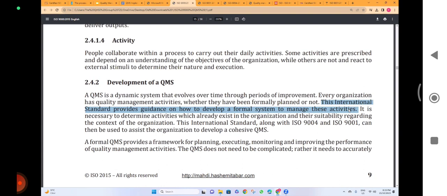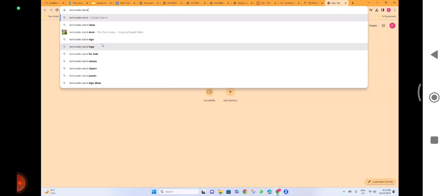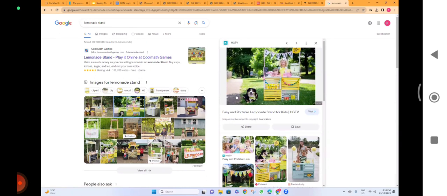So what I'm trying to do here, I want you to really understand what it means to have a quality management system and what I have to do as a lead implementer. So what we are going to do today, I'm going to walk you through the guidance on how to develop a formal system to manage the quality management activities. So please let me give you my first example, okay? So my first example here, I want to show you a lemonade stand, okay? I want to say lemonade stand right here so that I can simplify this concept of a quality management system.